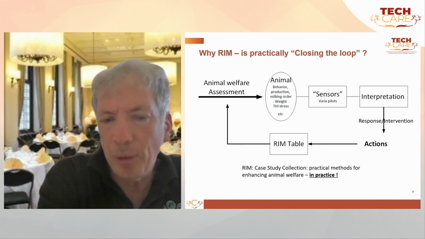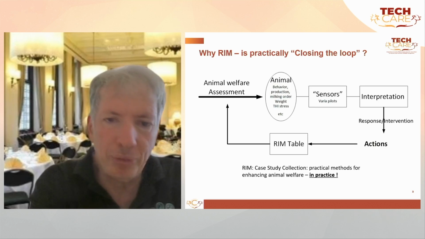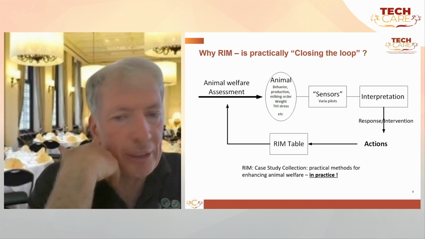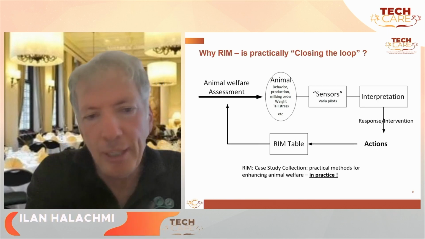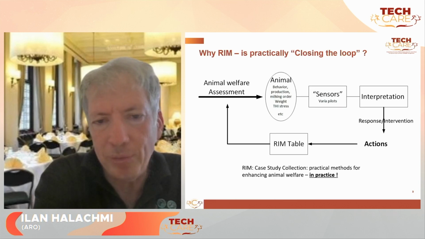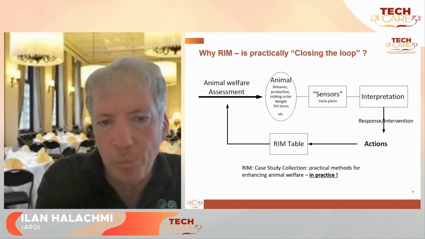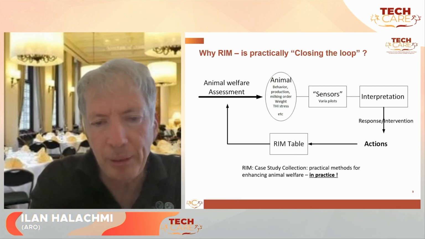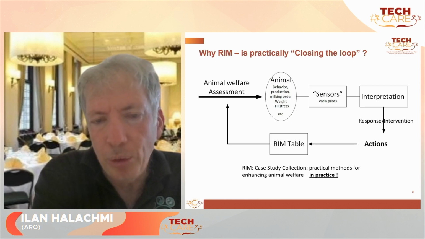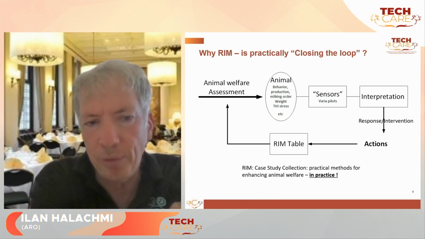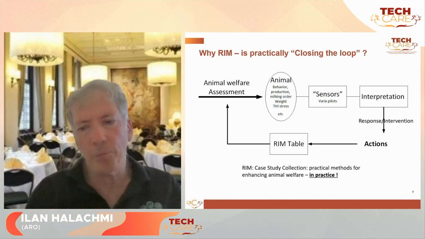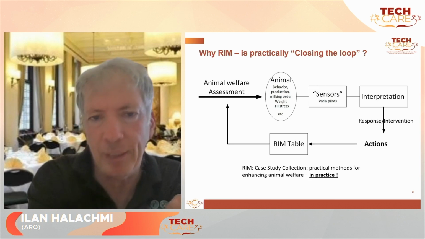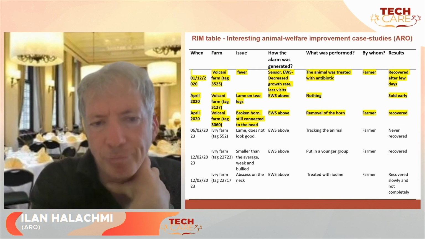We had seen animal welfare assessment on the first day with Cathy, and then everything is going around the animals that we can monitor, and this is where the sensors are going in. But it's not enough to have the sensors, we also need the interpretation, what to do, the action to improve animal welfare. And the RIM table that I will present to you now is how it works in practice, how we really improve animal welfare. And this is a list of real life cases that this project brought up, developed and validated.